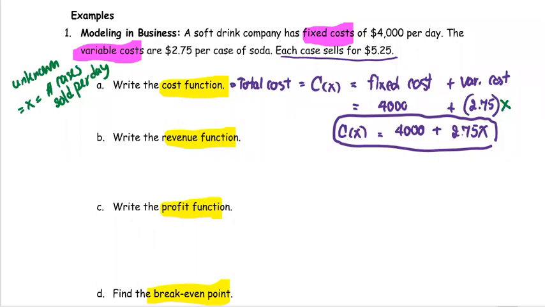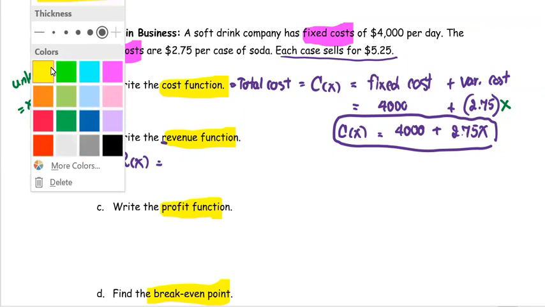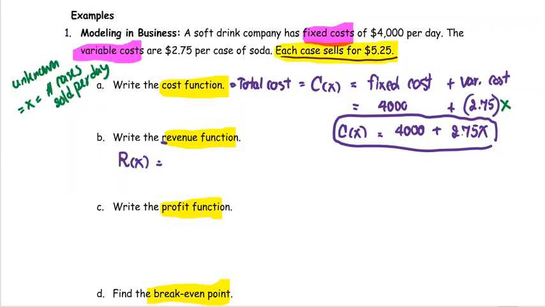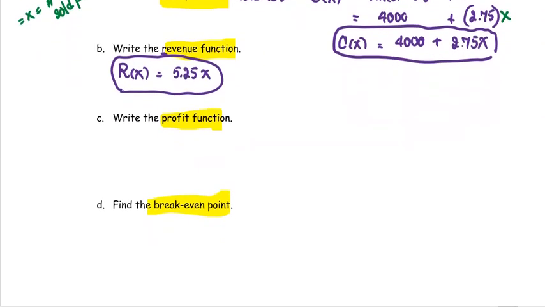And then the next one, part B, revenue function. The revenue function, capital R of x, depends on x, the cases sold per day. Another piece of information you are provided is that each case sells for $5.25. So how many cases sold? x cases, right? And how much per case? $5.25. So now you get the function which is called the revenue function for part B. So far, so good?